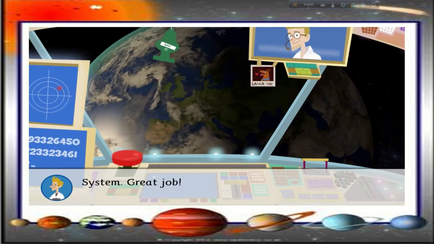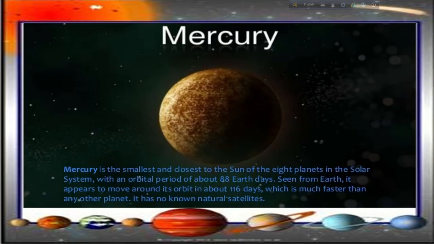So, dear students, I think you have enjoyed the video and learned new things from here. So now I will discuss from the Mercury. Mercury is the smallest and closest to the Sun of the 8 planets in the solar system, with an orbital period of 88 Earth days. And seen from Earth, it appears to move around its orbit in about 116 days, which is much faster than any other planet. It has no known natural satellites.